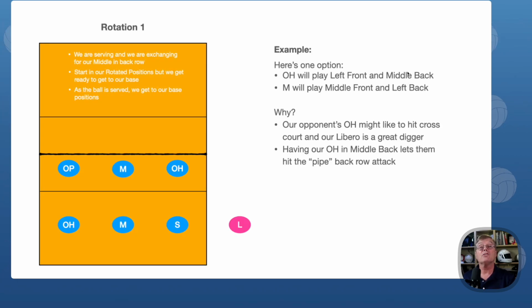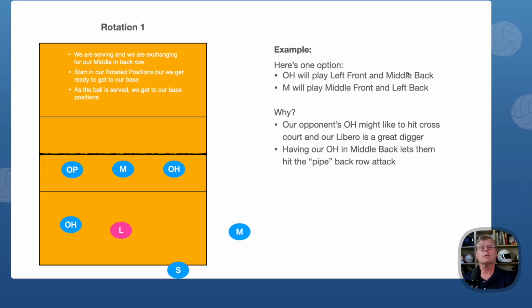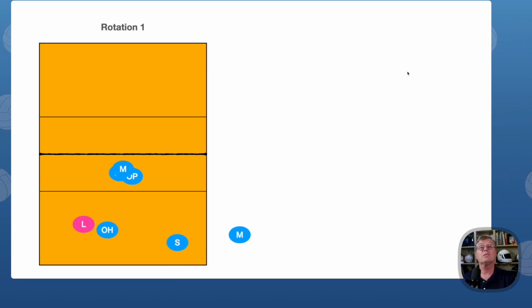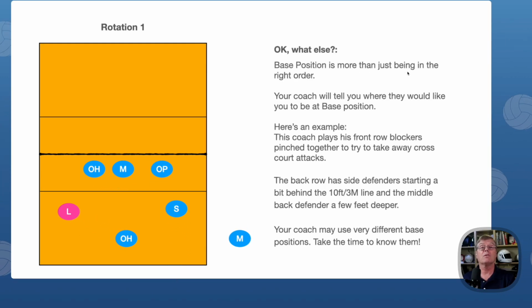So we're in rotation 1, and we're going to bring our libero in, and our setter is going to serve. So that's fine, and we're serving. So if we want to go to base positions here, we're going to want to get ready to go to base when the serve is made. So we could do something along these lines, this kind of setup where people are ready to go because we're serving and the ball will be on their side right away. So server serves and we go to base.